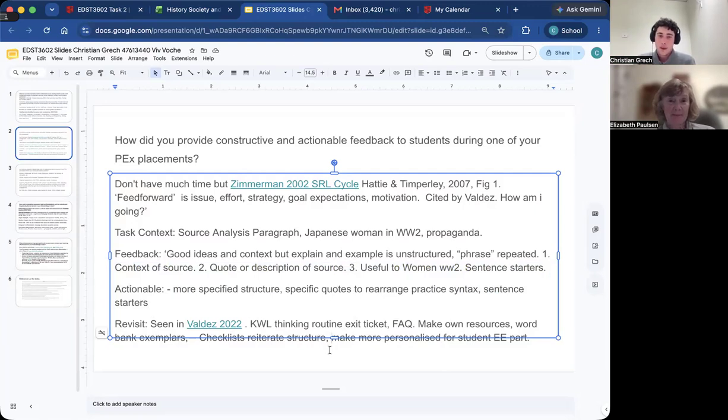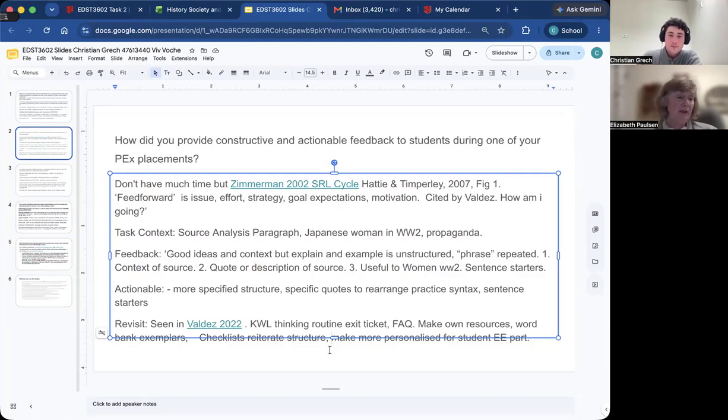The last thing I have, for revisiting, this comes up in the other ones, but like thinking routines. Honestly, I think I might just skip that. I think I might just note the word bank exemplars. I think that it's really important. That's more in the next question. I don't have enough time to get to that.